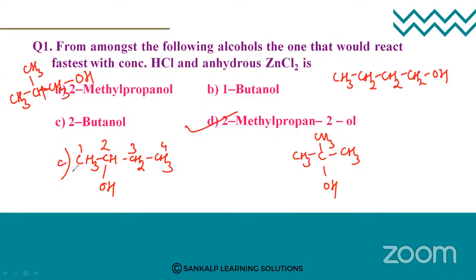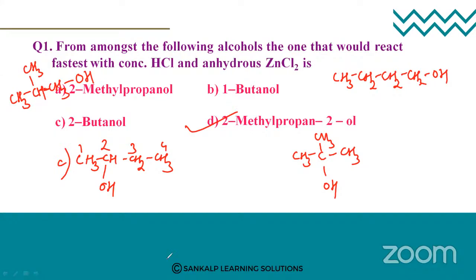So this is primary, this is secondary. This is further divided into two: this is primary, and this is tertiary. D is the correct answer.